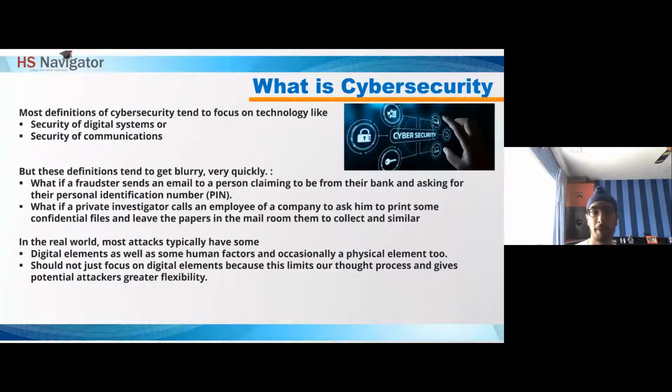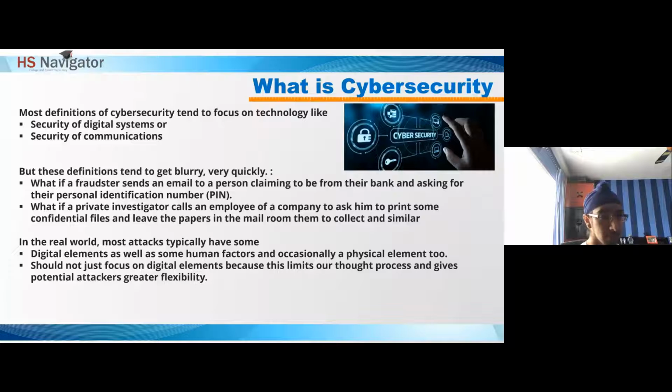So the part of information security that I want to focus on today is cybersecurity. Most definitions of cybersecurity tend to focus on technology, like the security of your digital systems, your communications, your emails, your texts, your servers, and stuff like that. But these definitions tend to get blurry really quickly. Let's say a fraudster sends an email to a person, claiming to be from their bank, asking for an insurance statement or something, and they ask for their personal identification number. Would that be considered cybersecurity?